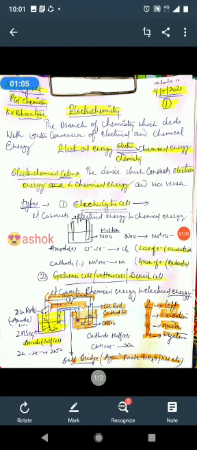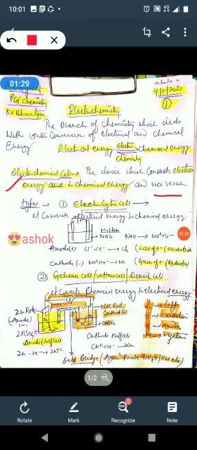Now, electrochemical cell. What is an electrochemical cell? The device which converts electrical energy to chemical energy and vice versa. The device which converts electrical energy to chemical energy is called an electrochemical cell. Similarly, the device which converts chemical energy to electrical energy is also called an electrochemical cell.